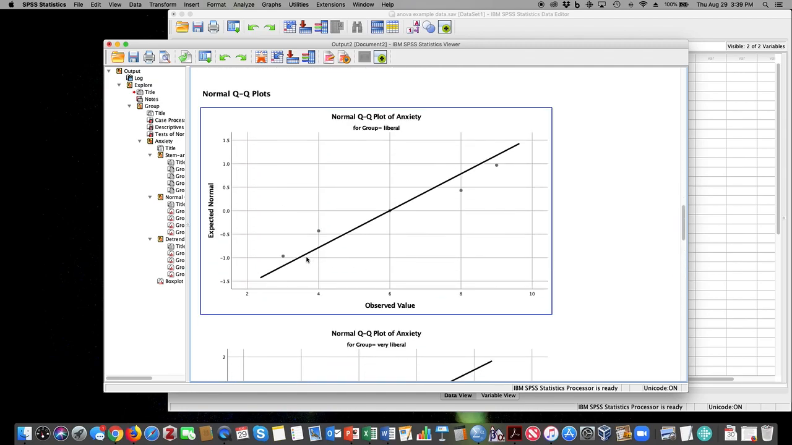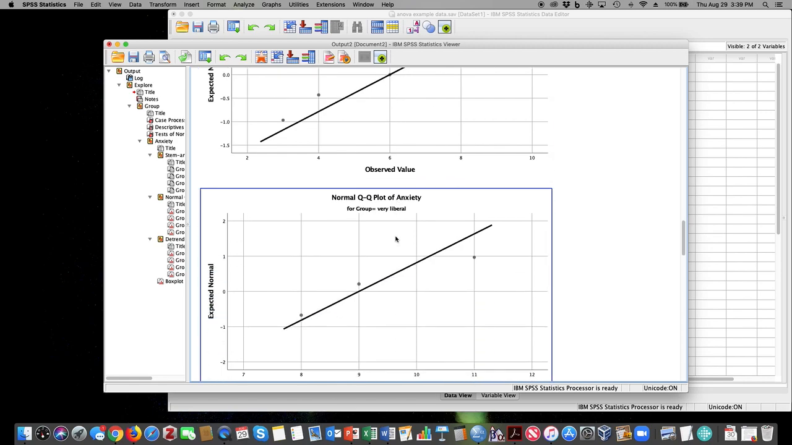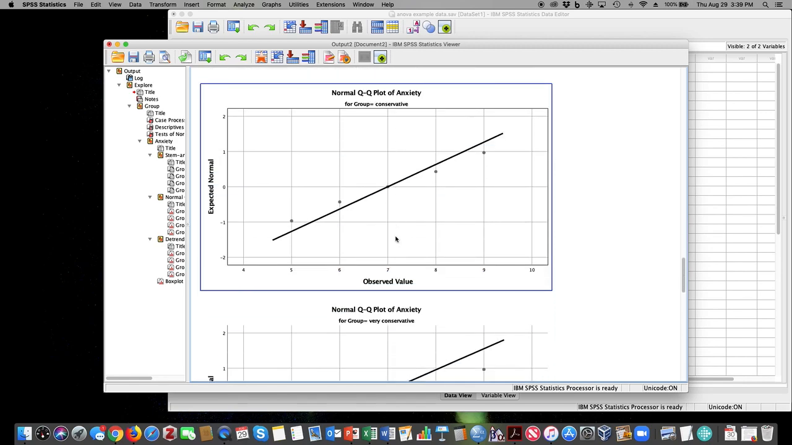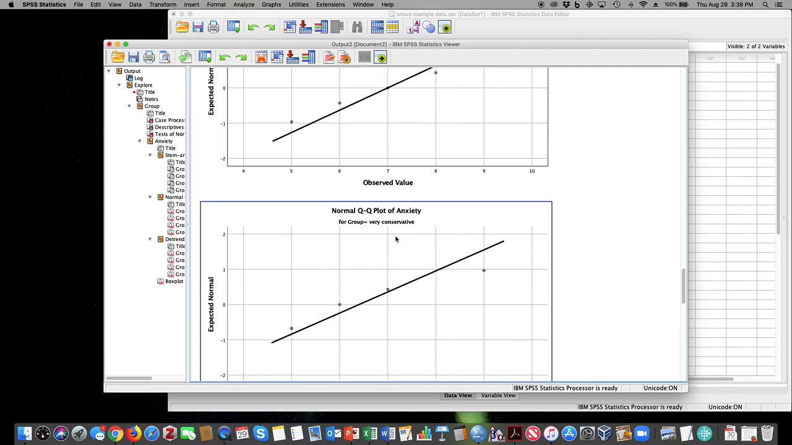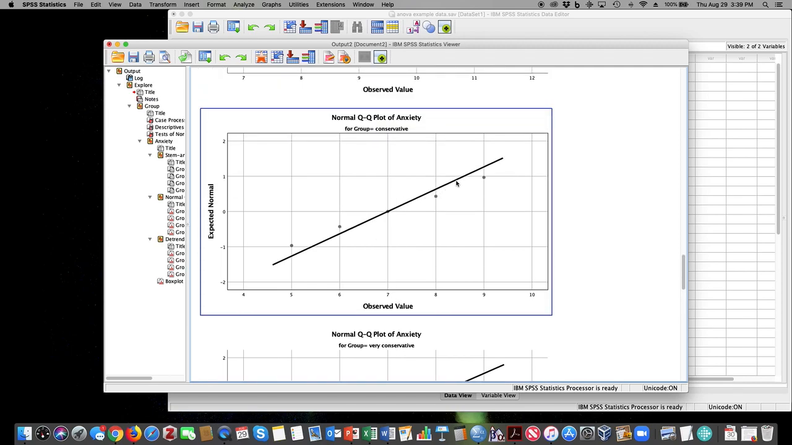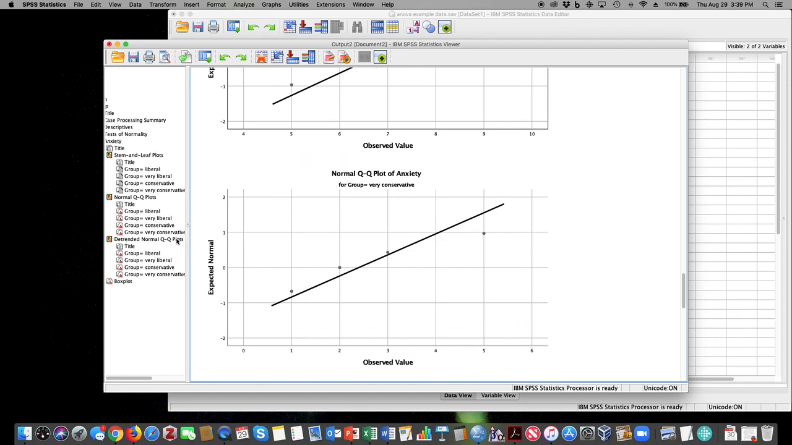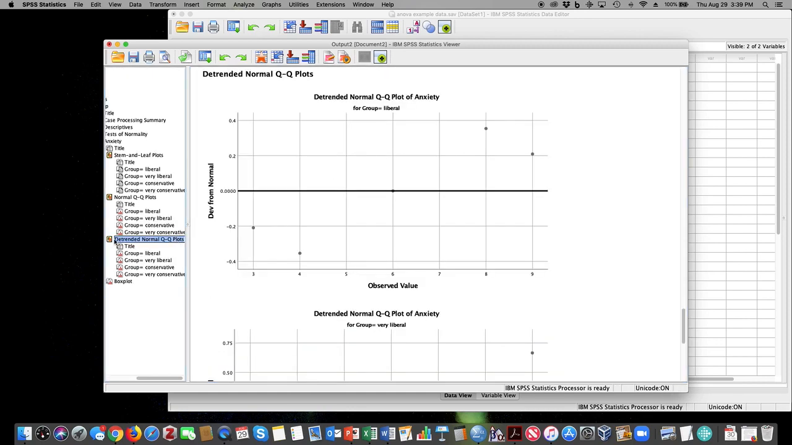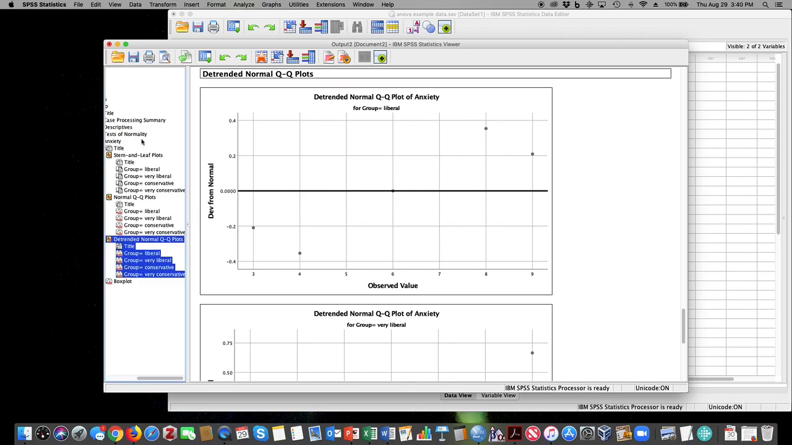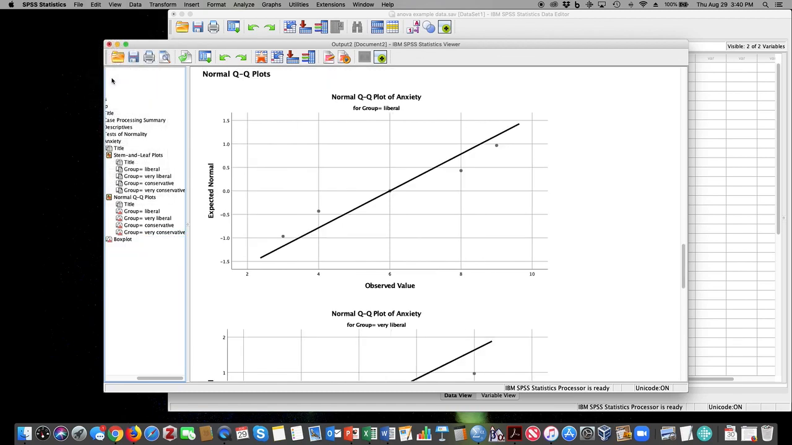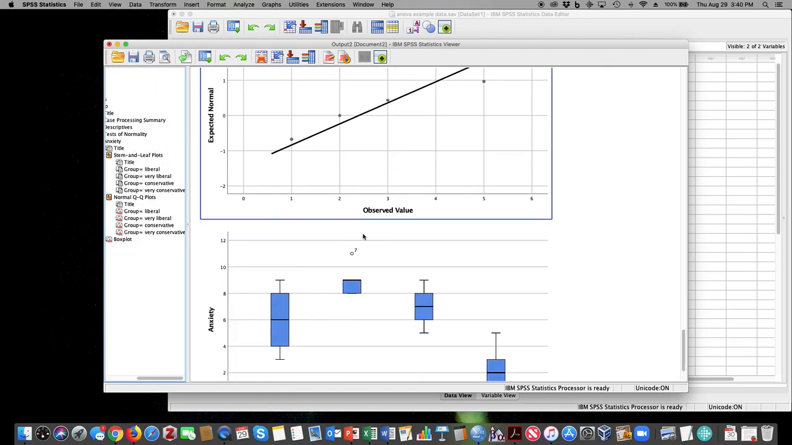We can look at the QQ plots. These aren't going to be very informative. I would only want to look at these when I have large data sets and we want to see the data points close to the line. We also get detrended data. I don't find this very helpful. I usually take this portion here and go to Edit and delete the detrended QQ plots because I don't find them very helpful.